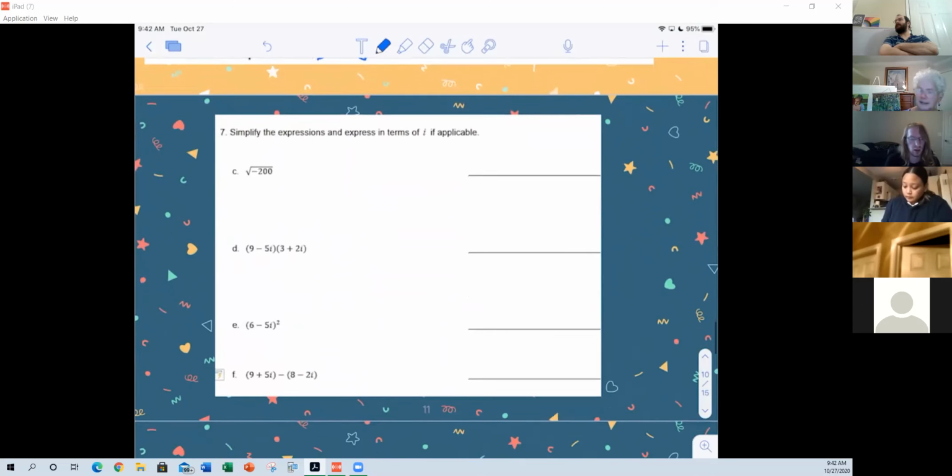So take a few minutes and simplify these. I don't know where my lettering kind of got funky there, but when you get C, the square root of -200, if you will type that answer in or tell me what it is.